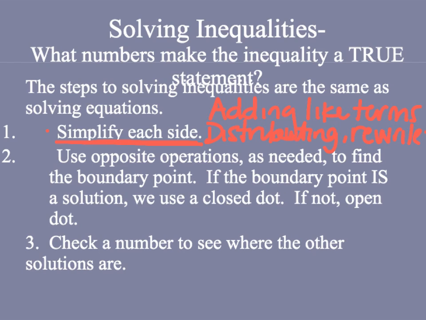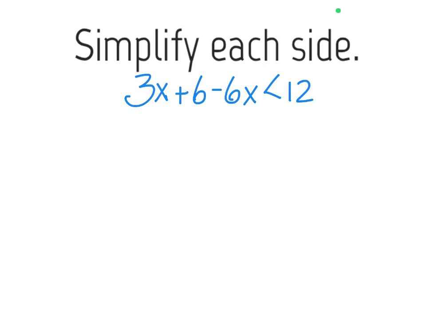Then you can either figure it out by looking at it, because sometimes you can just see the answer, and you're finding the boundary point. You might need to use opposite operations to get that variable by itself, and then to find the boundary point. And then we're going to go ahead and look at how they're different. Inequalities are different starting right here, because we have to deal with all of those solutions that we want. So first thing you have to do is just make things easier on yourself.